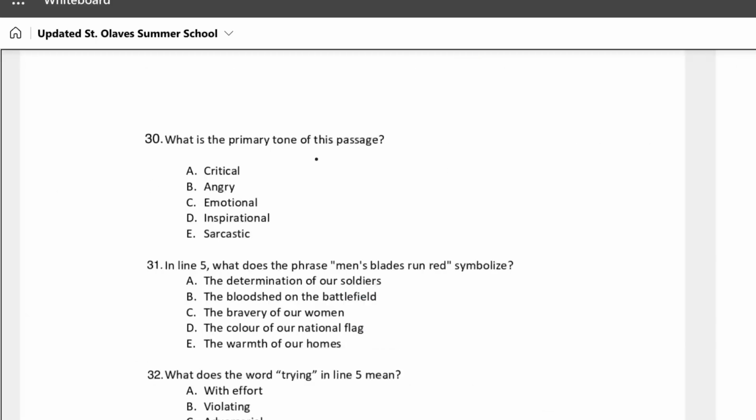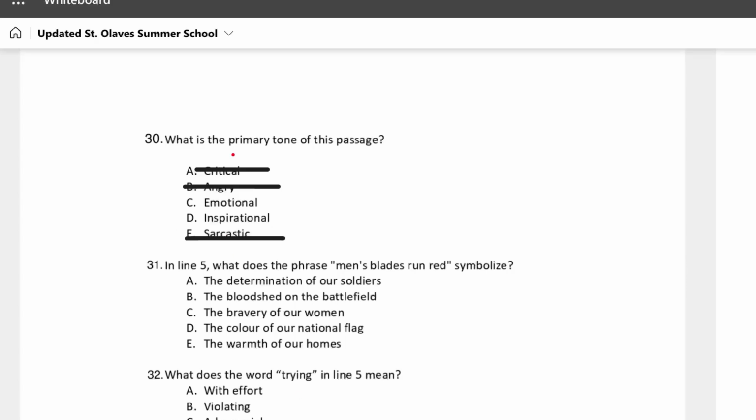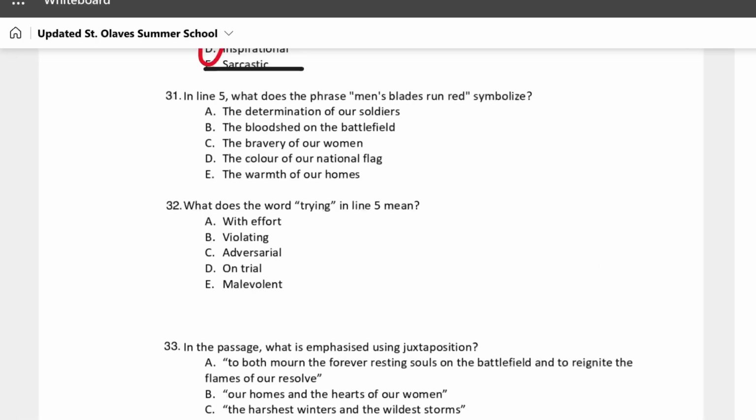I would say that what's the primary tone? It's definitely not sarcastic, and I don't really get critical and angry, because they're trying to critically analyze what women do when men go out and fight. Therefore, it's quite an inspirational speech because it's inspiring the women to not give up. They're still important.